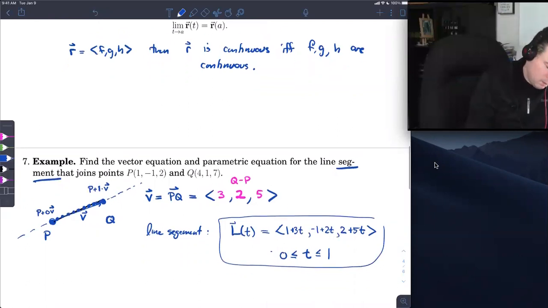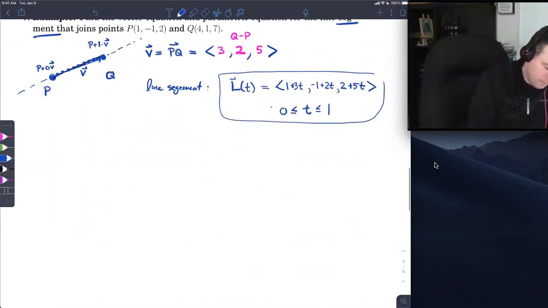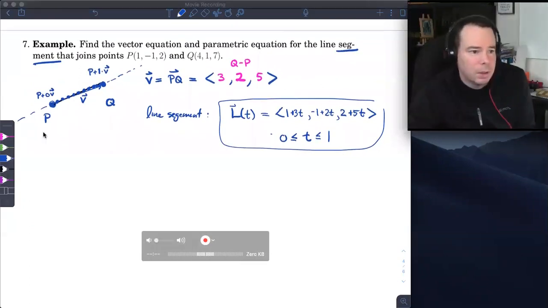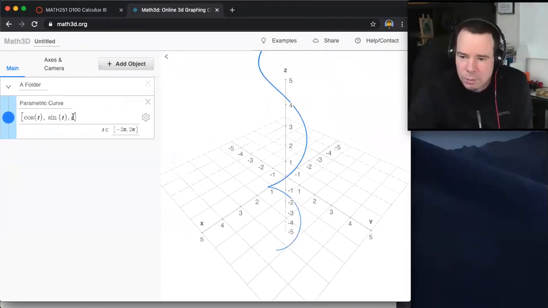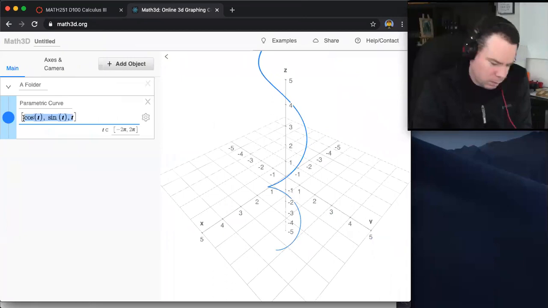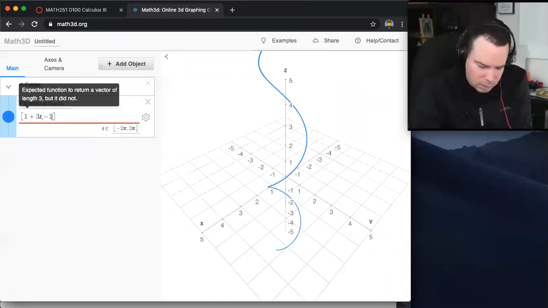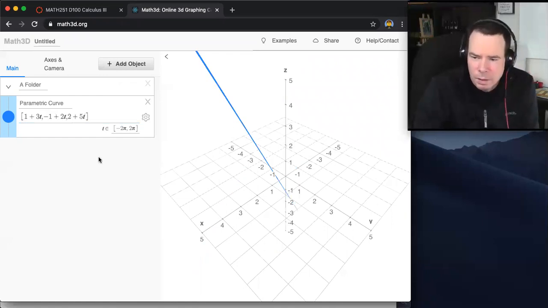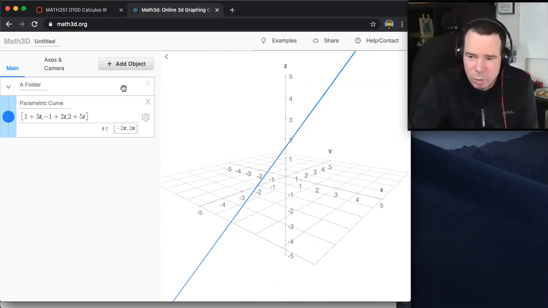Okay. Hello, Professor. Hello, go for it. Can you explain one more time why we want t between 0 and 1? Ah, sure. Let me just go here and plot it, and we'll see what happens. So this is going to be 1 plus 3t, negative 1 plus 2t, and 2 plus 5t. Okay, so that's the line that we've got that passes through the point P and Q.